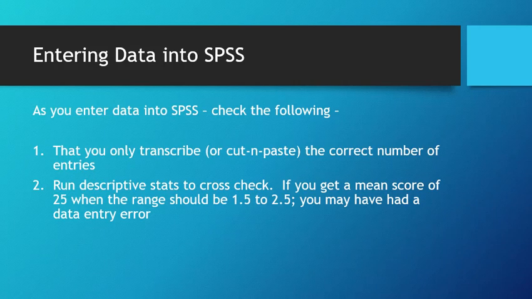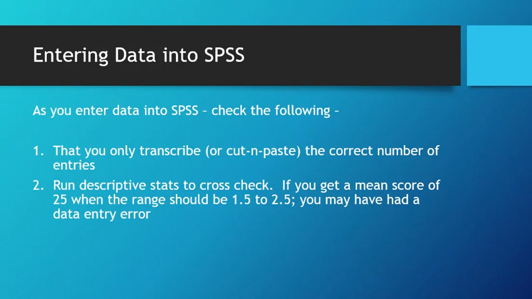And then as you enter data into SPSS or whatever program you use for statistical software, make sure that your cutting and pasting is done correctly, that you're putting in from the Excel file one column and putting it into the corresponding correct column. That only makes sense. You should also run descriptive stats to cross-check. So for example, if you were to get a mean score in a column of 25, when the range should be 1.5 to 2.5, because you know what the scores are, right? You would know that on a particular test, they should only be in a certain range.